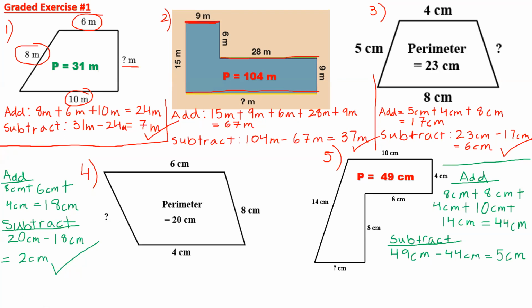All right, so the last one we got 5 centimeters. How many persons got 5 centimeters for the last one? I did. Okay, Javin. I did. Okay, perfect. Now, here's the moment of truth. How many persons got all right? If you got all right, put I in the chat. And don't lie.